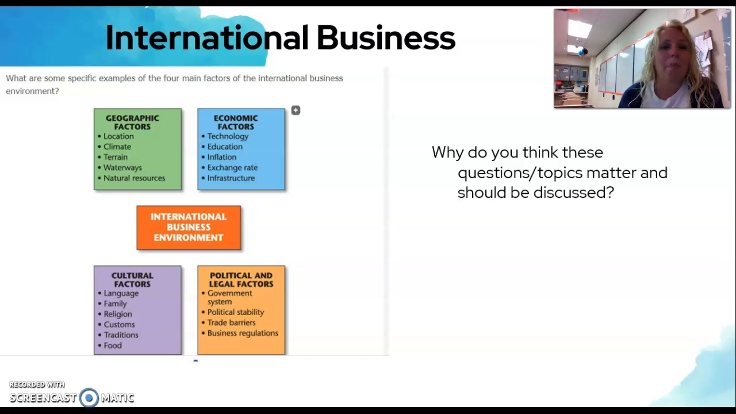Okay, so with international business, we are going to look at all of these: location, climate, terrain, waterways. We're going to look at education levels, inflation, infrastructure, which is roadways, their internet services, their communication. We're going to look at their language, their family beliefs, their religious beliefs, their traditions. We're going to look at how much their government plays a role in business to see how it would look to do business there internationally.